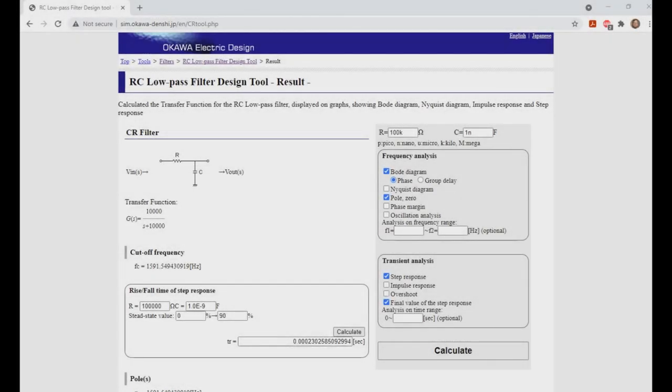Resistance is also crucial in tone stacks. Wherever you have an RC filter, adjusting resistance will always affect the tone. To see what I mean, I am on the Okawa Denshi filter calculator website. I'll put a link to that in the description below.